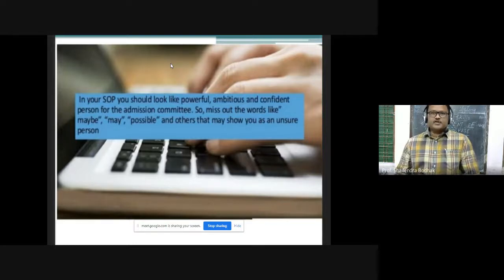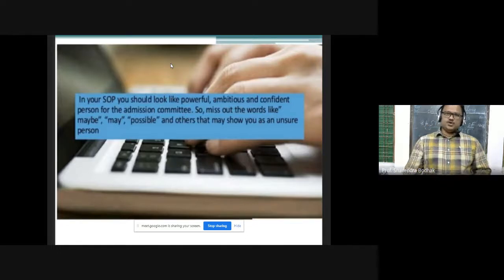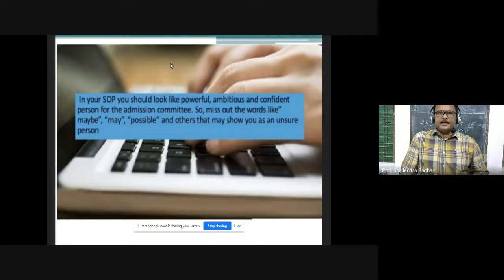So when you write your SOP, see that you miss out the words, or you don't use the words like maybe, may, possible, and others that may show you as an unsure person. Avoid these words so that the admission committee will feel that you are a powerful person, full of ambition, and full of confidence.